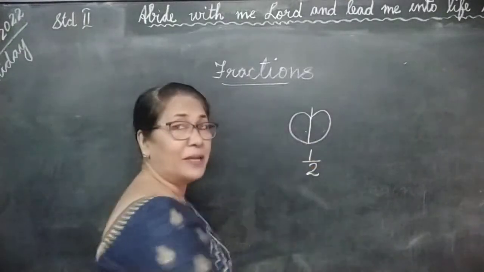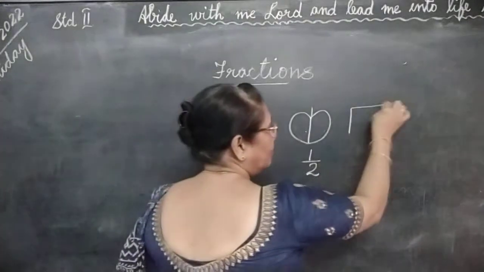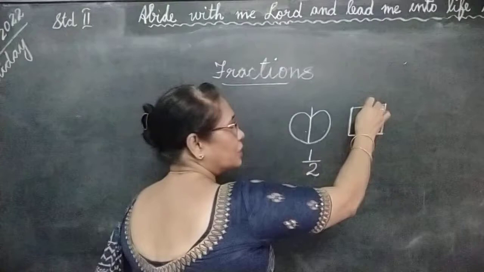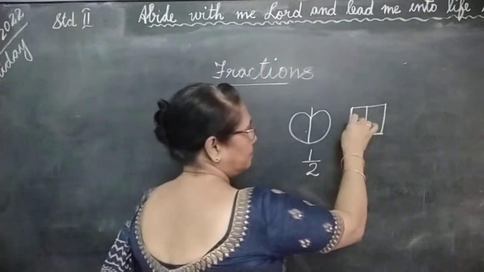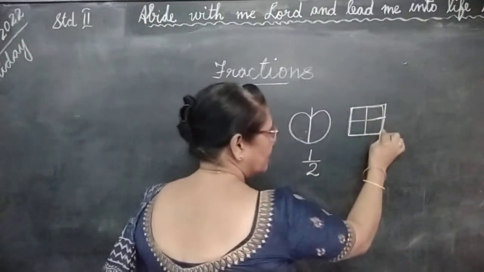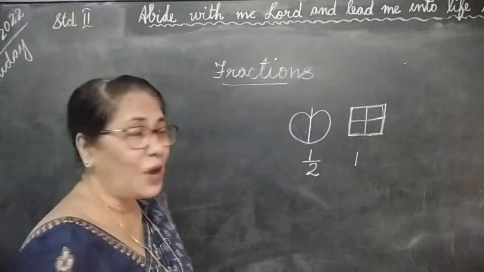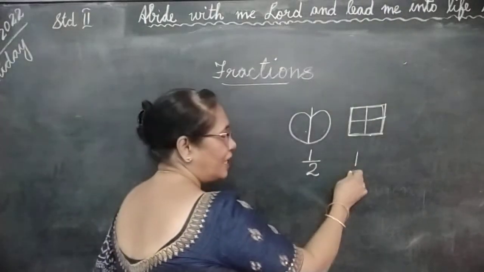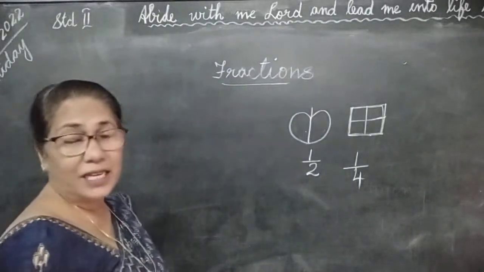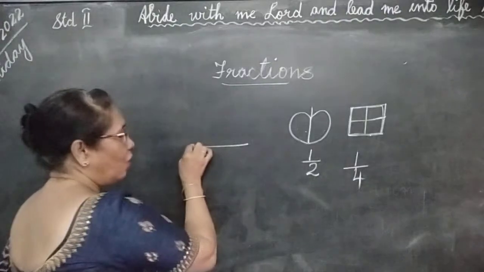So the next fraction will be 1/4. Here I am drawing a square and I am going to divide this into four parts. So the whole is how many? This is 1. And now what will be the fraction for this? 1/4. Okay.